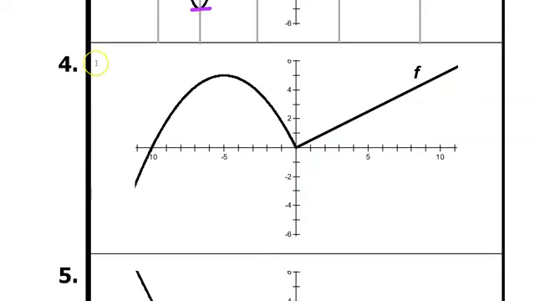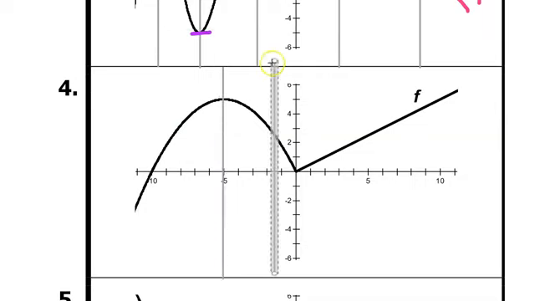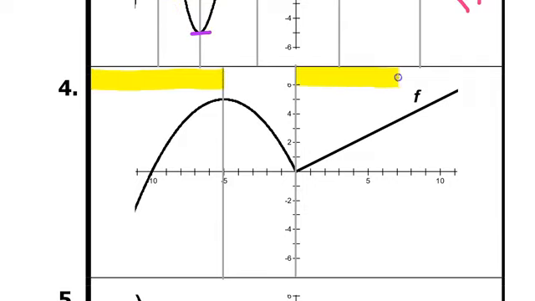Number 4, let's do it again. As always, we will start off by separating the graph into intervals of increasing and decreasing. So it starts off increasing until about here, and then it's decreasing until here. And then, well, I guess I don't need another one because then it's increasing the rest of the way. So this is my increasing interval, and here is another increasing interval, and this is my decreasing interval.